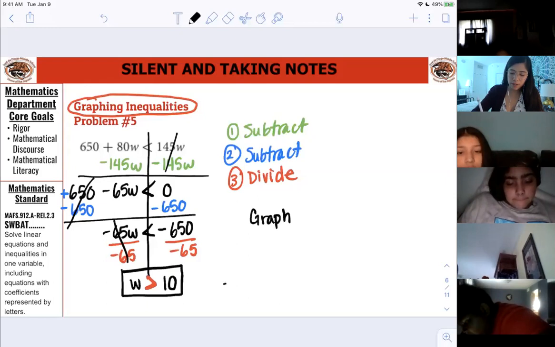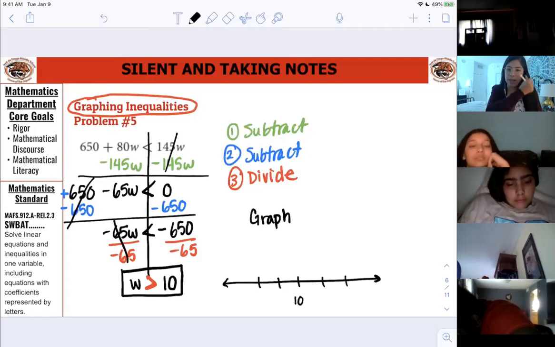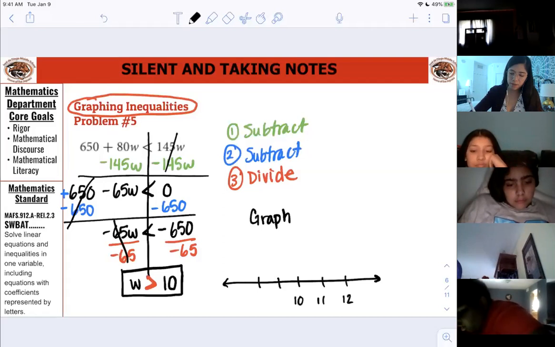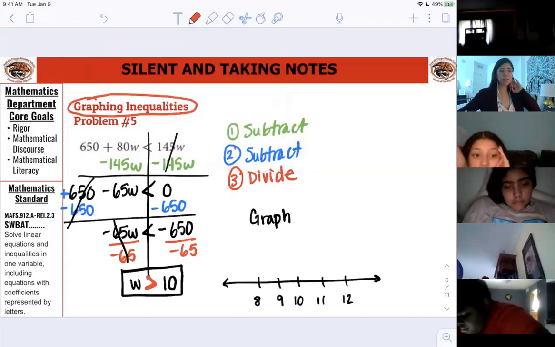All you're going to do is make a number line on your paper. You're going to put like 5 points down. Whatever you got as your answer, make that the middle one. So I got 10, that's why I'm putting 10 in the middle. And I'm just going to put a couple more numbers down. So you just make a little number line. And what symbol do I have there? What was my final answer? W is greater than 10.